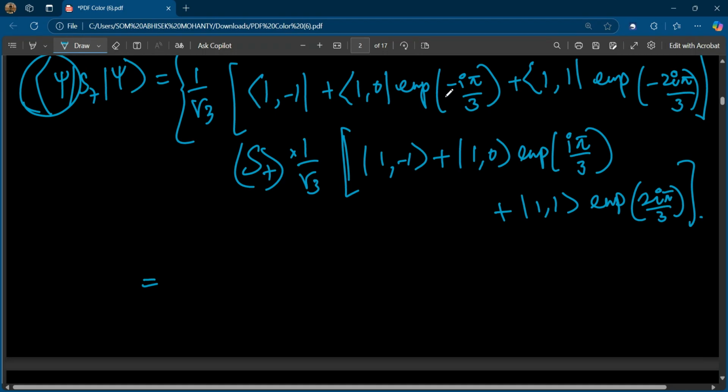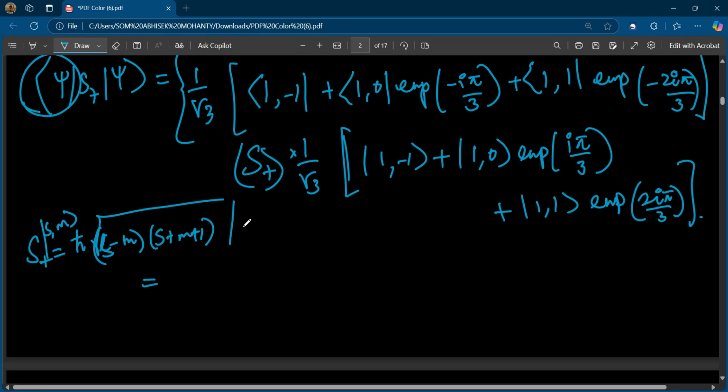Now, okay, S plus means what? What is the eigenvalue for S plus? The eigenvalue of S plus is ħ root over (S minus M)(S plus M plus 1), right? So the M value will increase by one. S plus acting on |S, M> gives |S, M plus 1>.